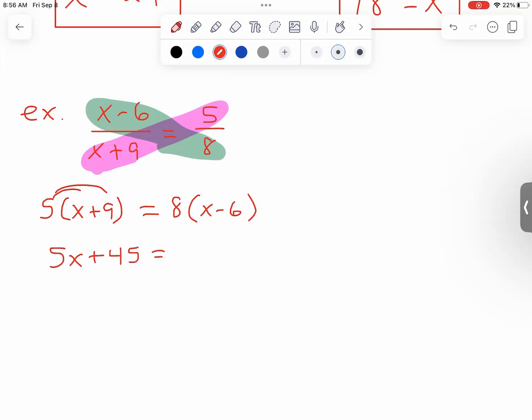Because remember, you have a number in front of the parenthesis, you want to distribute, right? And on the right side, I have 8x minus 48. 8 times 6 is 48.